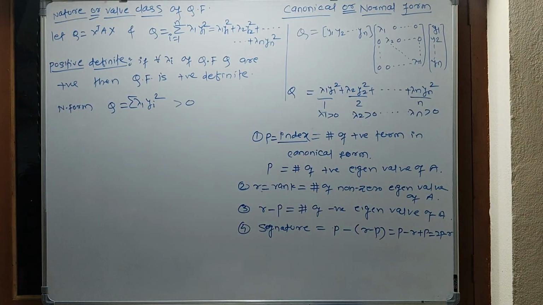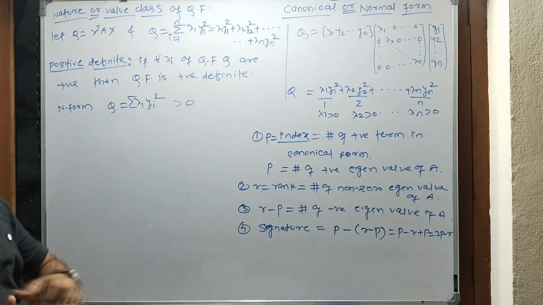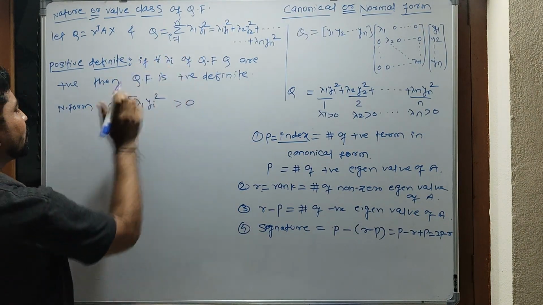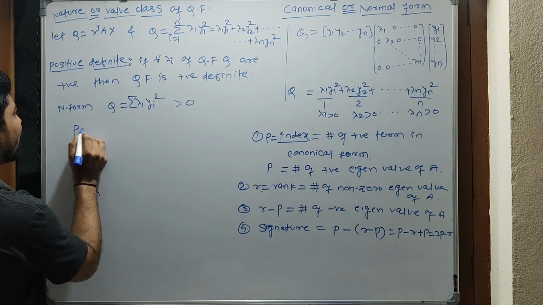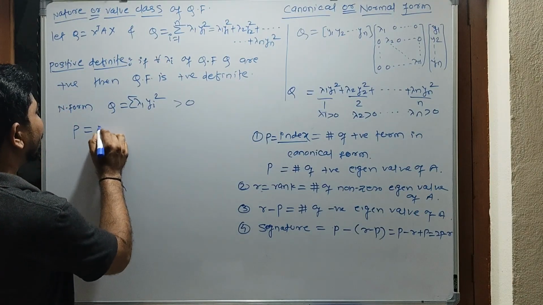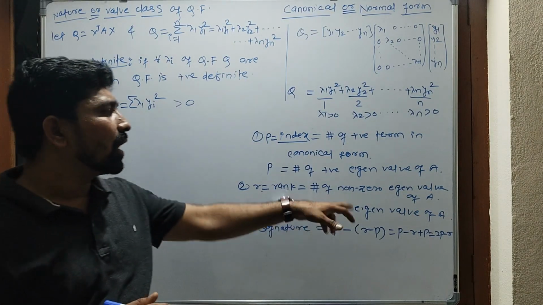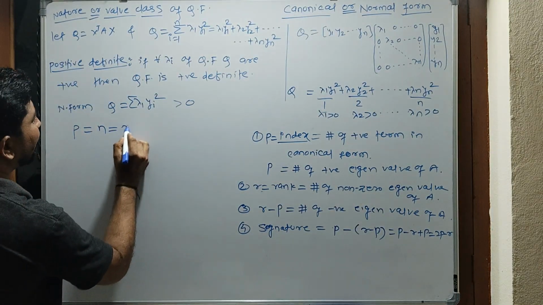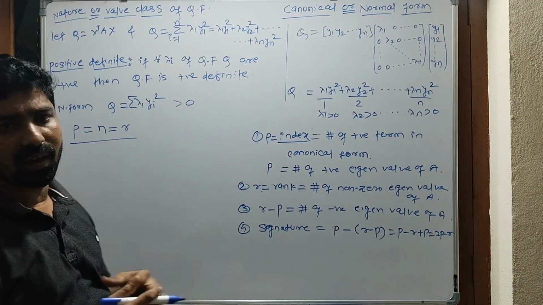Now what is the relation between p, r and n? If all the eigenvalues are positive, means all the terms are positive, then p equal to, how many terms are here? n terms. p equal to n. All the terms are positive, and r is the number of non-zero eigenvalues, which is equal to n. So this is the relation between p, n, r.